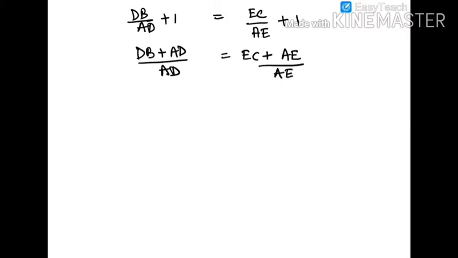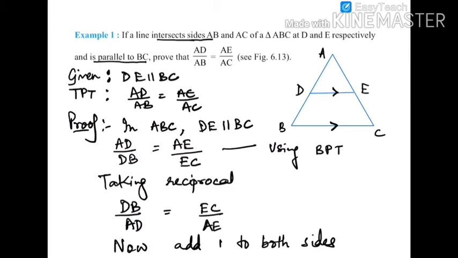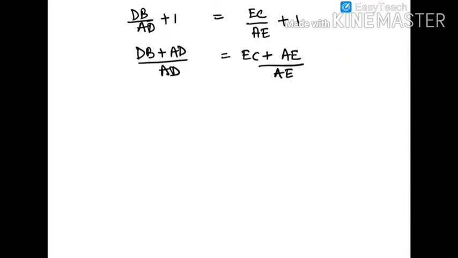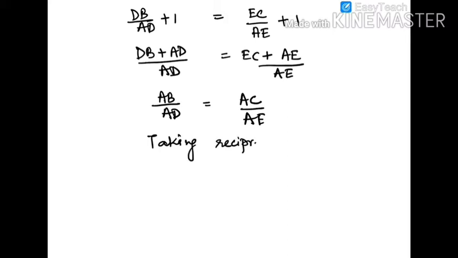But what is DB plus AD in the figure? DB plus AD is AB and AE plus EC is AC. So the above statement becomes AB upon AD equal to AC upon AE. Taking reciprocal, we have AD upon AB equal to AE upon AC.